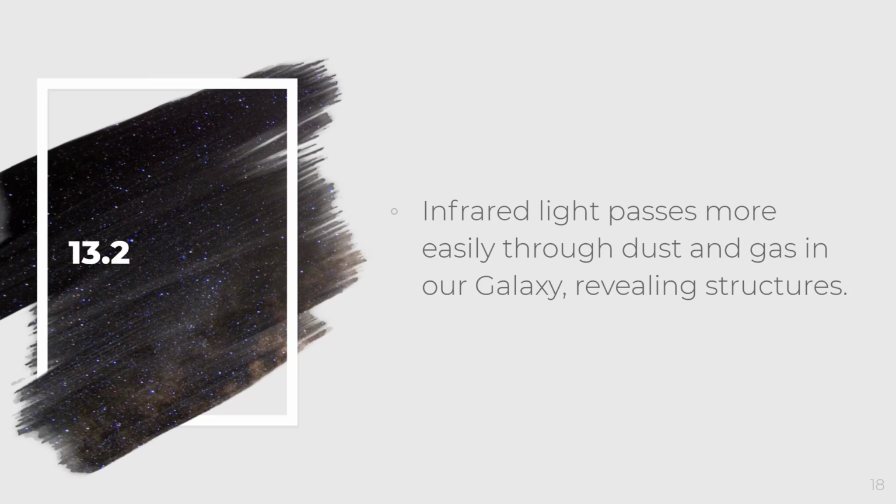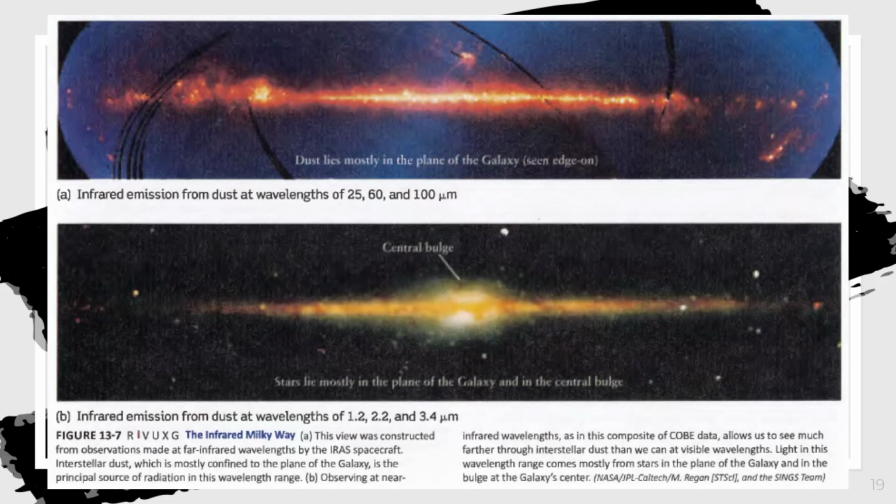Which means if we build detectors and telescopes to look for infrared light, we can see things that we cannot see with visible light telescopes and with X-rays and stuff like that. Because this type of light can pass through the dust, we can see through the dust. What we find is that most of the dust in our galaxy lies in the plane of the galaxy, like this. All right? And what we see here is the far infrared light.